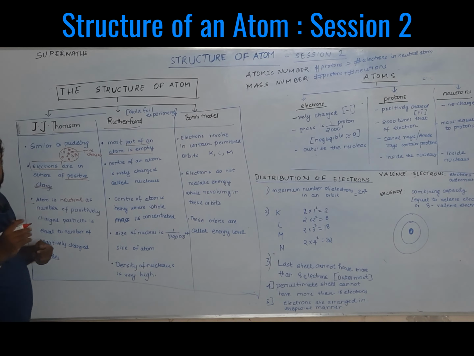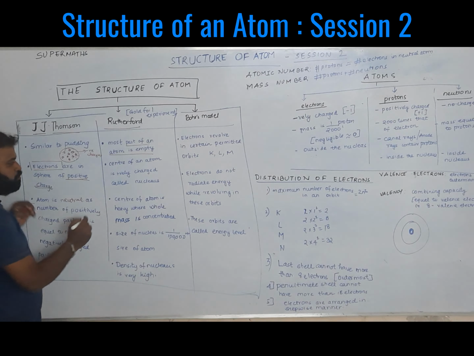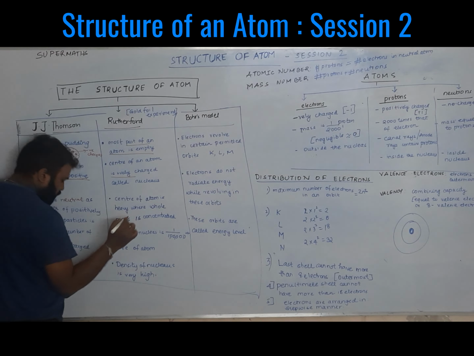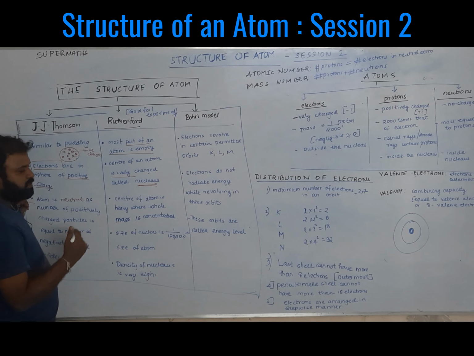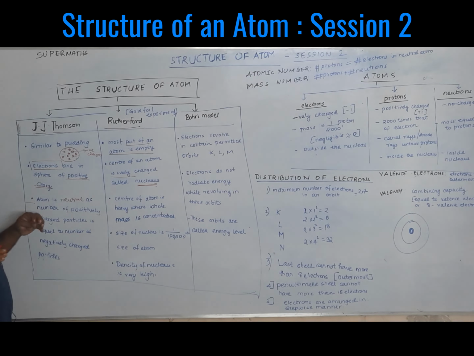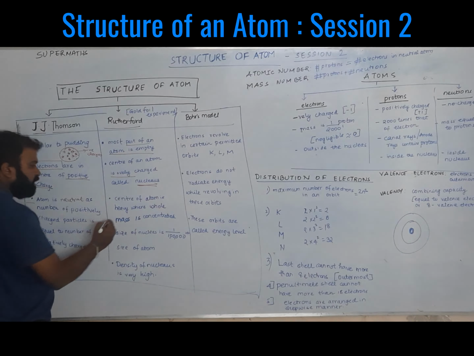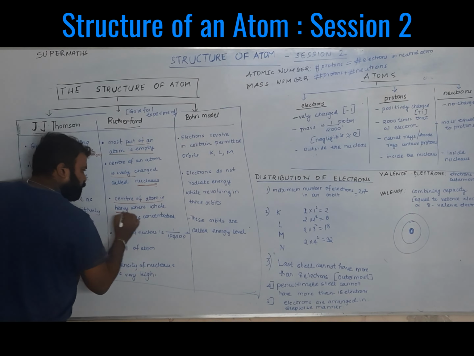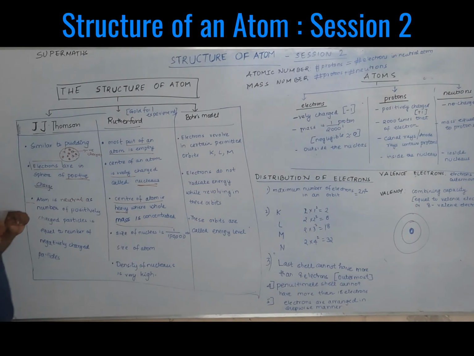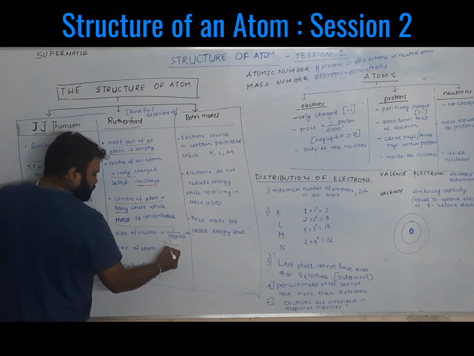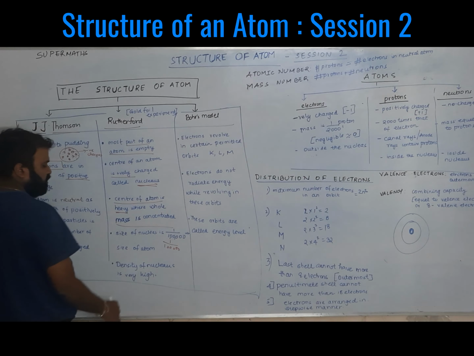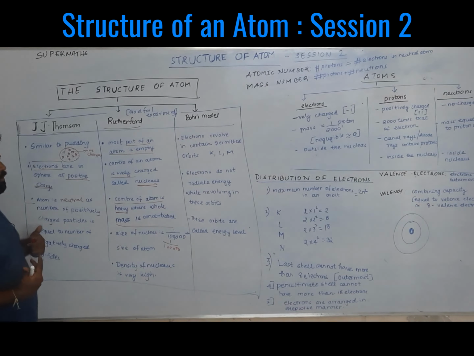Now, the center of an atom is positively charged, and it is called the nucleus. It also concluded that the center of an atom is heavy, where the whole mass is concentrated, and the size of the nucleus is 1/100,000 the size of an atom, and the density of the nucleus is very high.